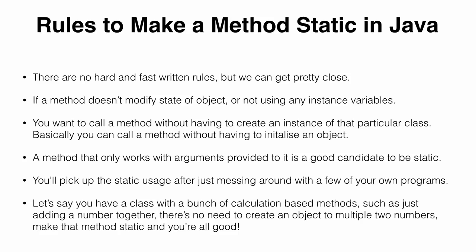You pick up the static usage after just messing around with a few of your own programs, creating stuff, and getting to the point where you want convenience. So you'll probably start coming across static methods. Like I said, if you have a calculation based method or one or two, you could have an addition method, a multiplication one. There's no need to create an object just to multiply 2 numbers. Make that method static and you're all good.